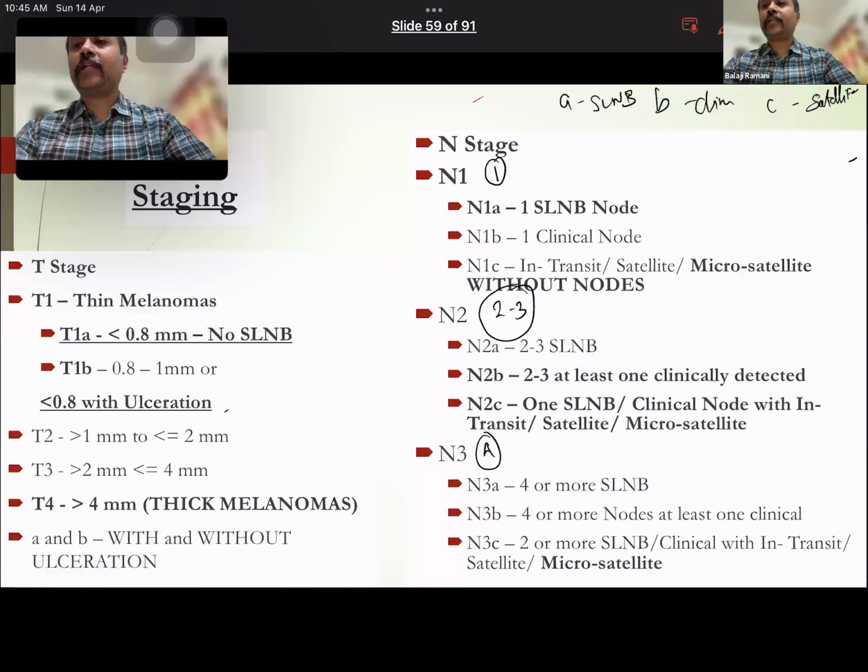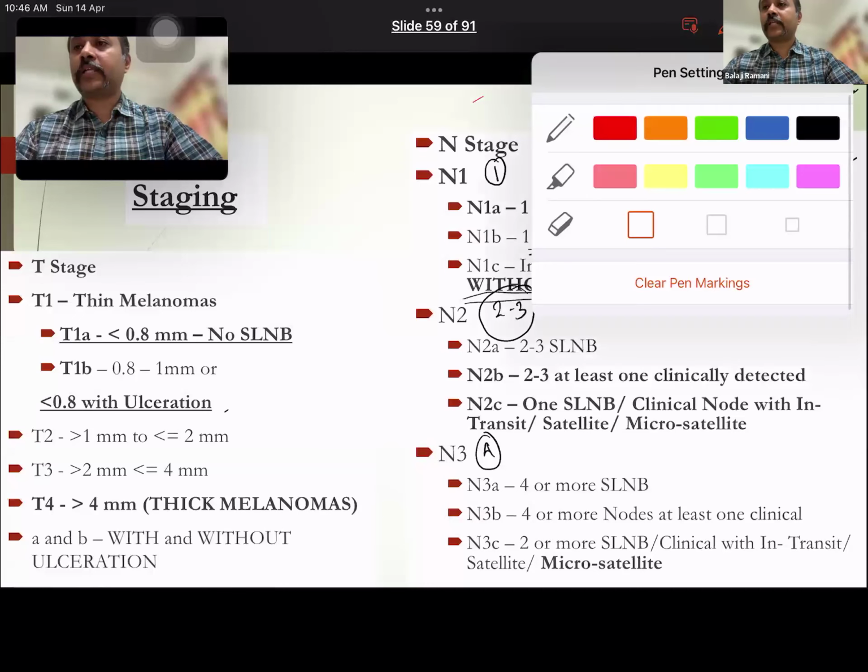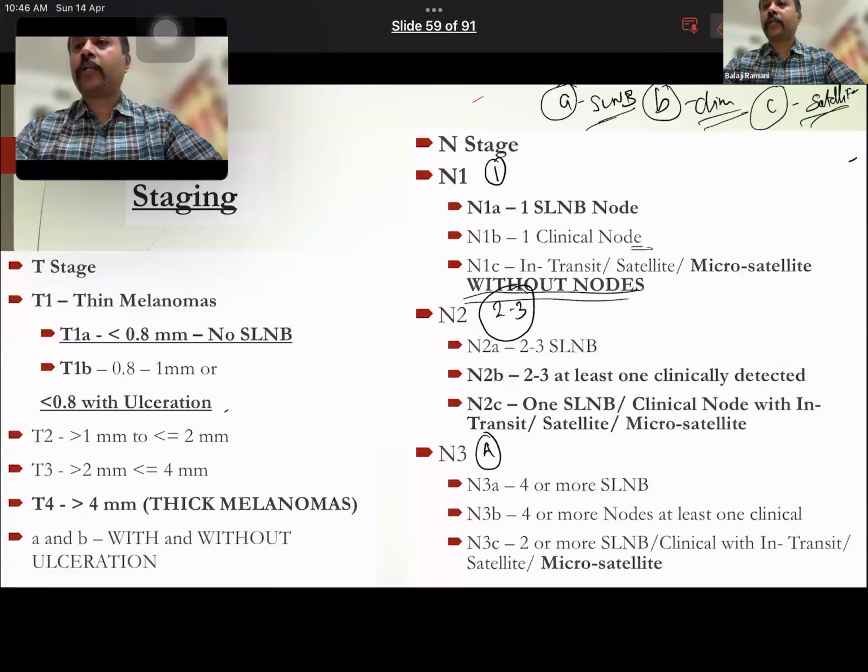What is N1A? There is only one. So the maximum number you can get is one node, or the satellite nodule, or in-transit. It can be SLNB, it can be clinical, or this one. So N1 becomes very simple. A is a node detected by SLNB. B is a single node which is clinically detected. C is a single satellite nodule or an in-transit metastasis. That's it. There should be no other nodes, and with a clinical node, there is no other metastatic node present. Right, so this is with regard to 1. Now let us go on to 2. What about 2 then?